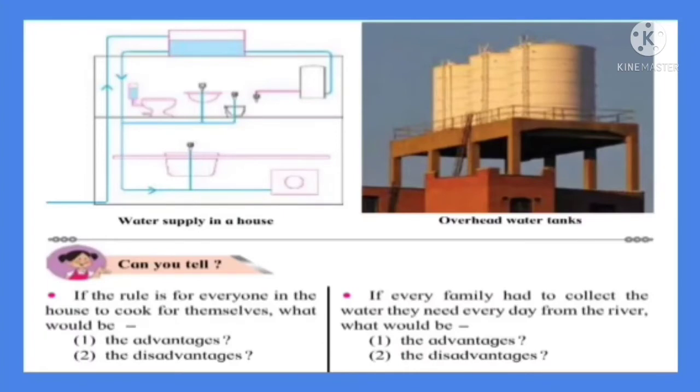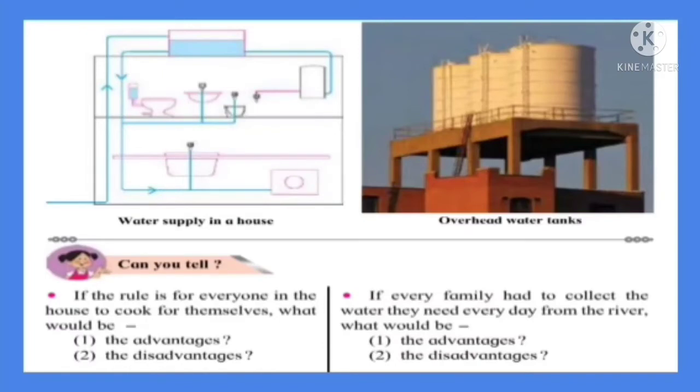Now can you tell, if the rule is for everyone in the house to cook for themselves, what it would be? Now we need to tell about the advantage and the disadvantage. If everyone has to cook, what is the advantage? The advantages are that you can save fuel, you can save water, you can save energy. And what is the disadvantage? The disadvantage is that you will be doing a lot of work, using a lot of things, and wasting time and energy.